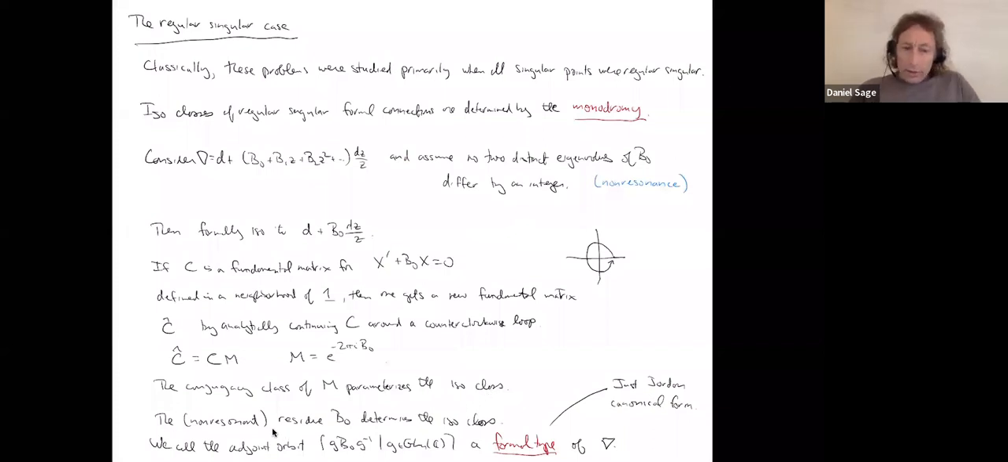So as long as we're in the non-resonant situation, the residue B0 determines the isomorphism class. And I'm going to call the adjoint orbit of this, so just the conjugacy class of B0, or if you prefer, the Jordan canonical form of B0, what I call the formal type of this regular singular connection. If it's resonant, it's more complicated, but anyway, it is what it is.